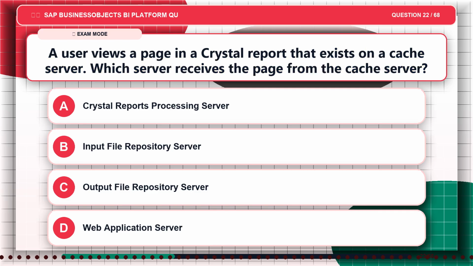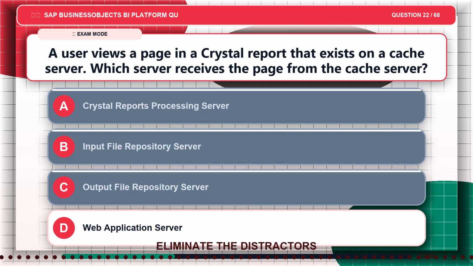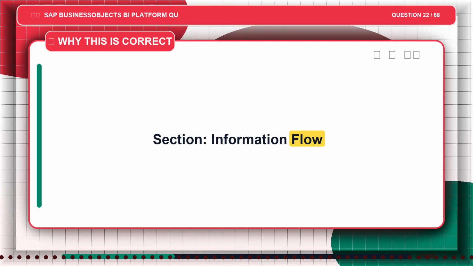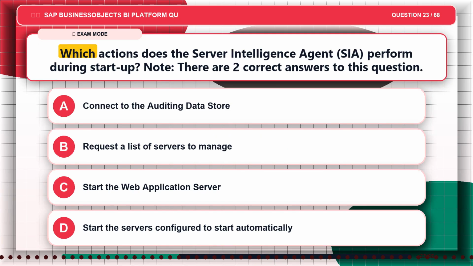Option A, Crystal Reports Processing Server. Option B, Input File Repository Server. Option C, Output File Repository Server. Option D, Web Application Server. The correct answer is option D, Web Application Server. Section, information flow. Question 23. Which actions does the Server Intelligence Agent, SIA, perform during startup?